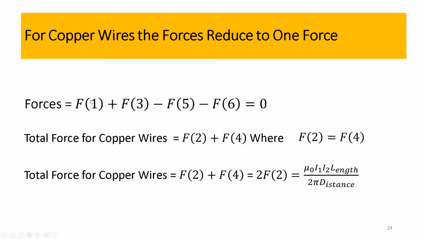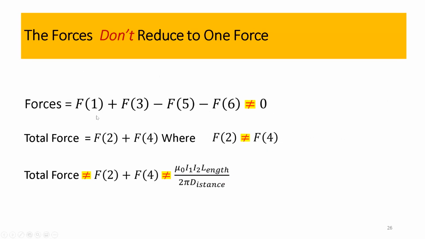So again, in this case here, F1 plus F3 minus F5 minus F6 is not going to be 0, because F1 is not going to be equal to F3, even though F5 and F6 will still be equal. The total force then isn't going to be F2 plus F4, because F2 is not equal to F4 anymore. And the total force F2 plus F4 is not going to work for our equation that we calculate the magnetic field from, or the magnetic force on two wires.